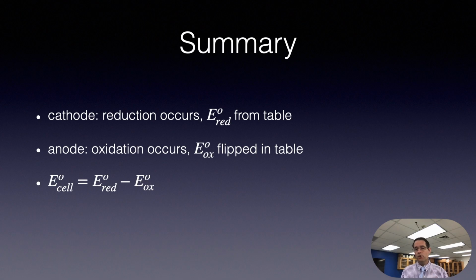And you're going to use this formula. You just subtract the 2 numbers, and you get your final cell potential. And that's going to happen only at standard state, 25 degrees Celsius, 1 atmosphere for the gases, and 1 molar for the ions. And that's it for the electrochemistry introduction here.